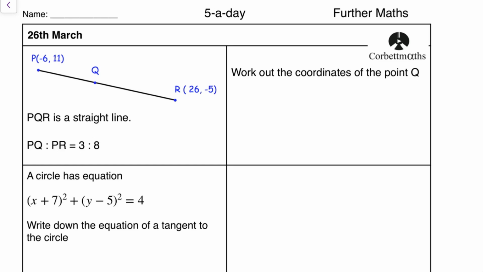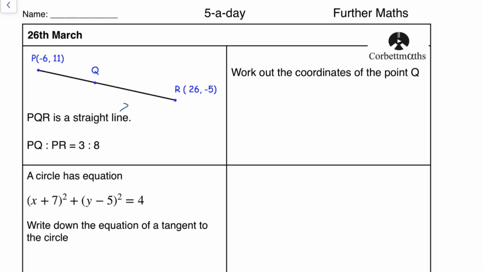Right, PQR is a straight line, okay? PQ:PR is 3 to 8. Right, straight away, this is worded differently to how it normally is. It's telling you from here to here is 8 parts. In other words, the whole thing's 8 parts. And from here to here is, well, it's going to be 3/8 of that, isn't it? So in other words, I can take 3/8 of that to get this number here.